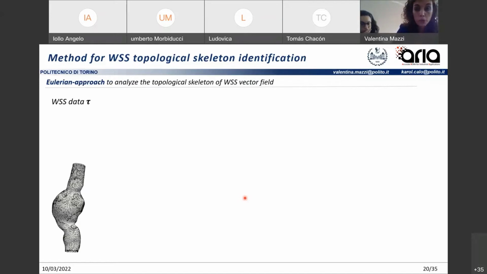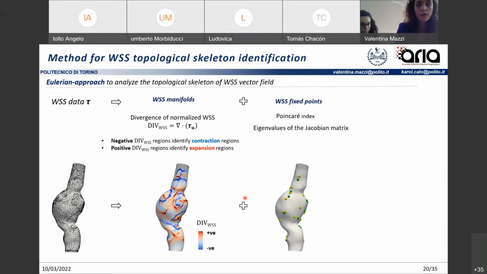Then, the Eulerian approach to analyze the wall shear stress topological skeleton is based on the wall shear stress divergence. So, starting from the wall shear stress data on the luminal surface, we identified wall shear stress manifolds by computing the divergence of the normalized wall shear stress vector. In particular, regions characterized by negative values of normalized wall shear stress divergence identify contraction regions, while regions characterized by positive values of normalized wall shear stress divergence identify expansion regions.